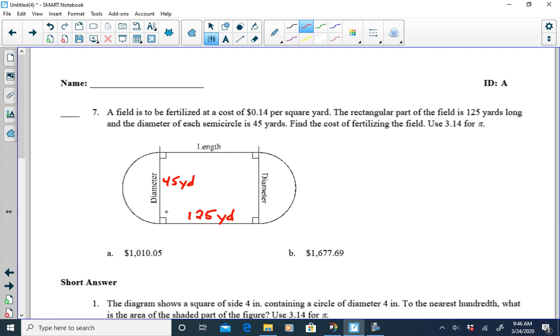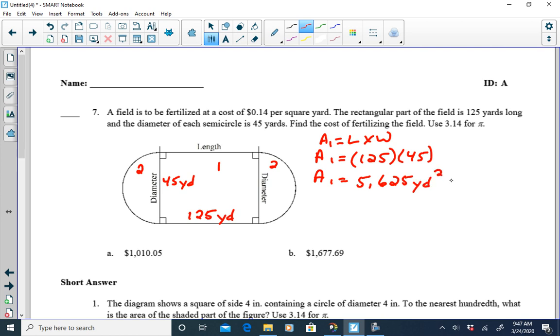Use 3.14 for pi. Well, let's take a look and see what that means. Let's call the rectangle area 1. Let's call the semicircular area area 2. Area 1, because it's a rectangle, we're going to use length times width. Area 1 is going to be equal to 125 times 45. Let's see, 125 times 45, we wind up with 5,625, and those are square yards.